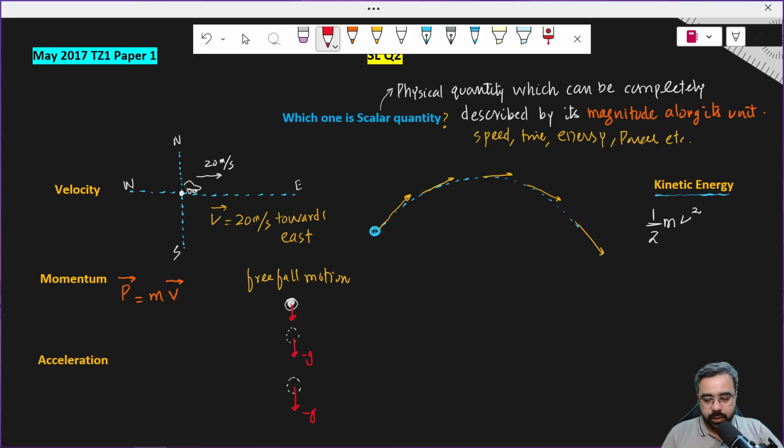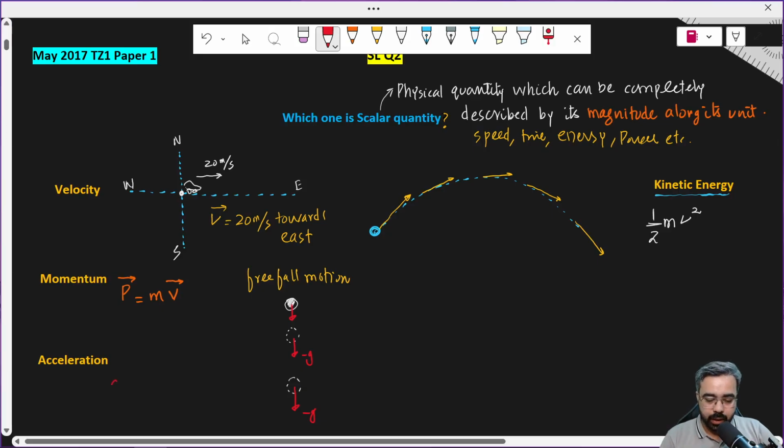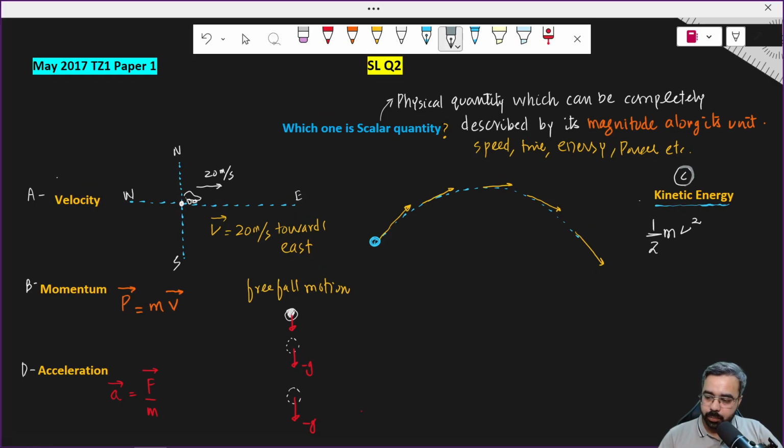So acceleration always has a direction. If a car is speeding up, then acceleration will be in the direction of motion. But if you apply the brakes, now the acceleration will be in the opposite direction of motion. So acceleration also has a direction, and by the way, the acceleration's direction is always the same as the direction of force. So the right option should be option C, that is kinetic energy.